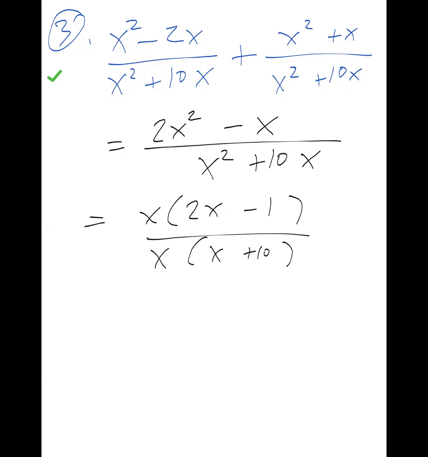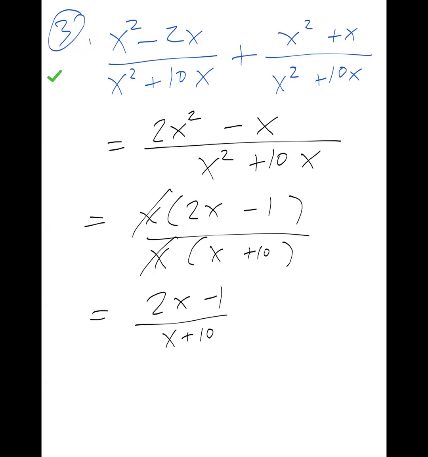Perfect. Now what happens to the x and the x in the bottom? They cancel. And then you'll have 2x minus 1 over x plus 10. And then that's the final answer because you can't cancel any more than that, right? Any questions about that?